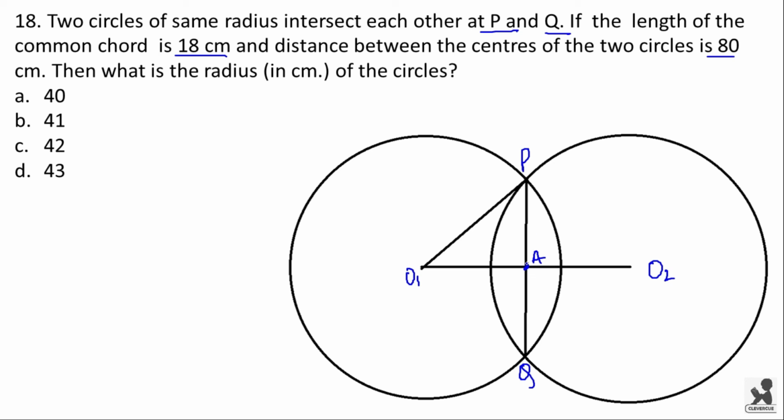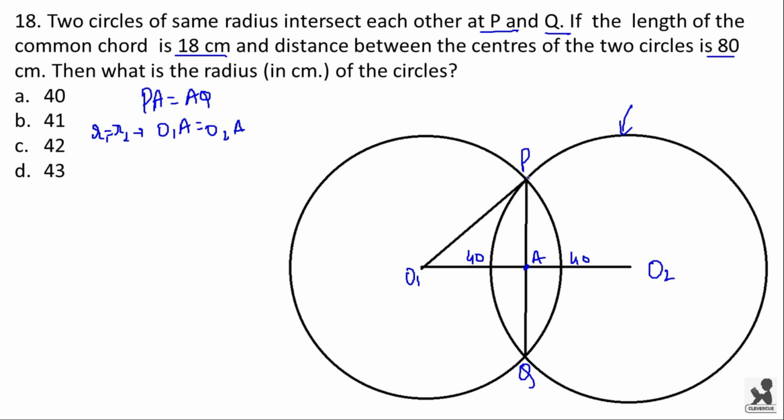Here PA will be equal to AQ, and since the radius of both the circles are equal, O1A and AO2 will also be equal. So the length of O1O2 is given as 80 centimeters. So O1A is 40 and this is also 40.